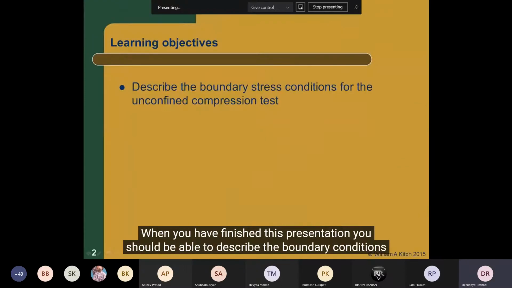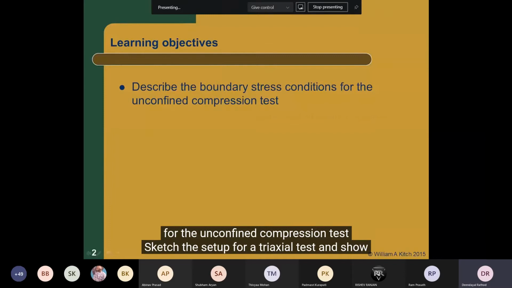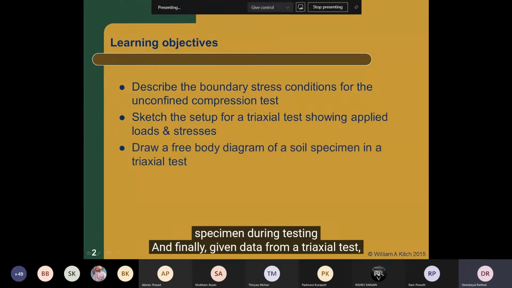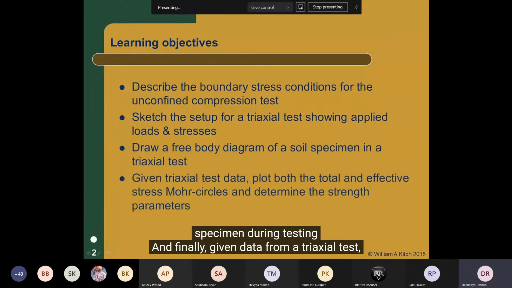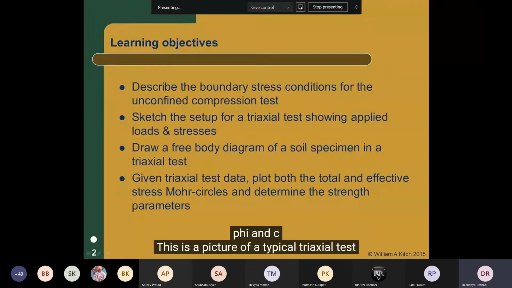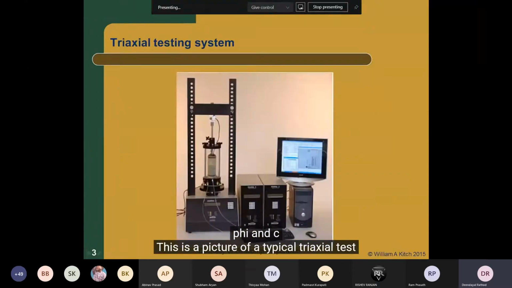When you finish this presentation, you should be able to describe the boundary conditions for the unconfined compression test, sketch the setup for a triaxial test and show the applied loads and stresses, as well as draw a free body diagram of a soil specimen during testing. And finally, given data from a triaxial test, you should be able to plot the appropriate Mohr circles and determine the strength parameters phi and c.